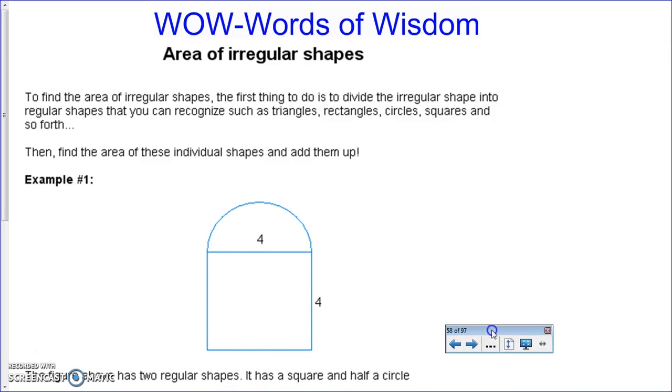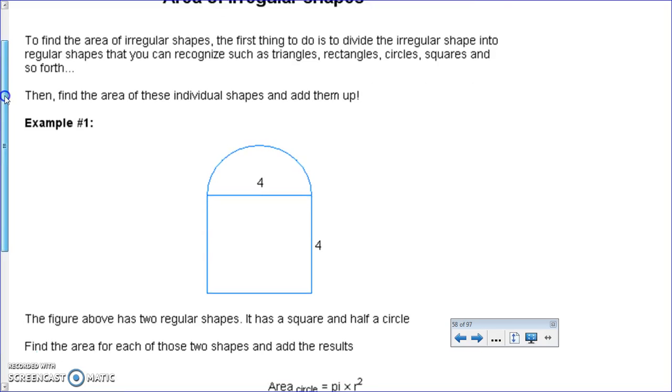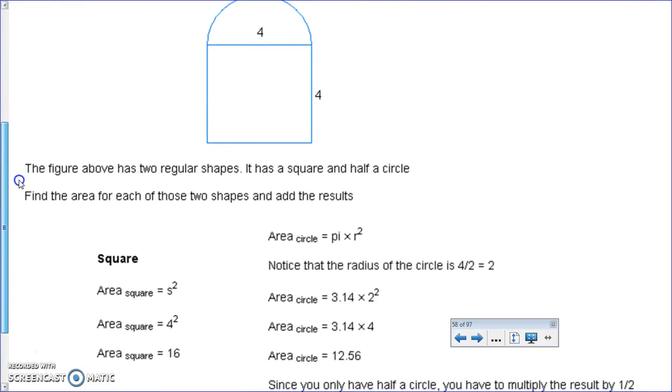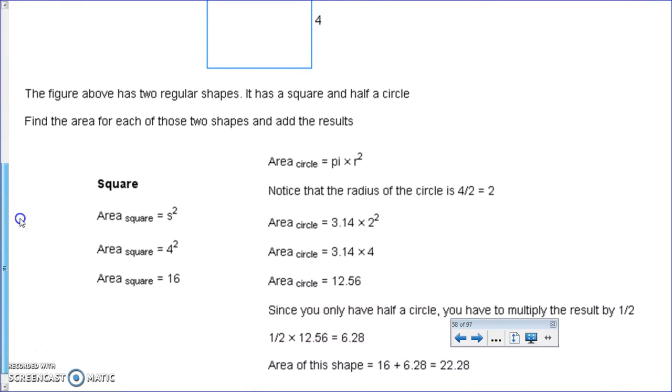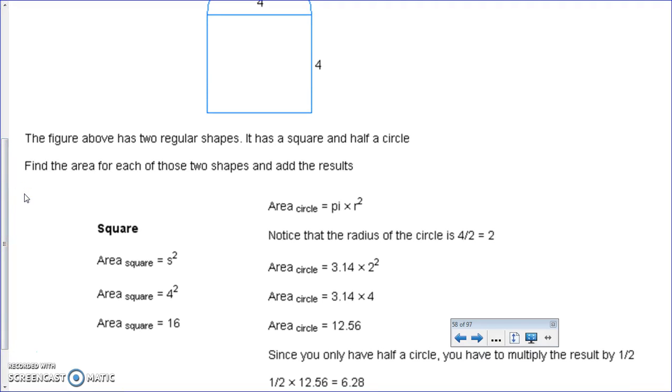Example 1. We have two regular shapes here. We have a square and a half circle. Find the area for each of those shapes and add the results. So for the area of the square, which they did on the left here, we know area of a square is side squared, which becomes 4 squared, which is 4 times 4, which is 16. So the area of the square is 16.